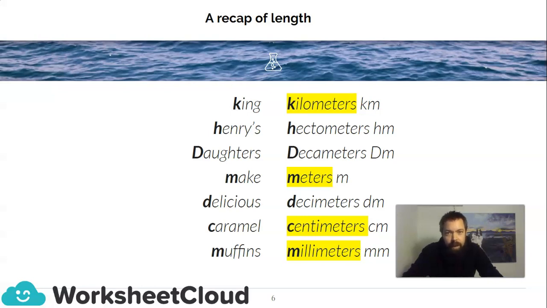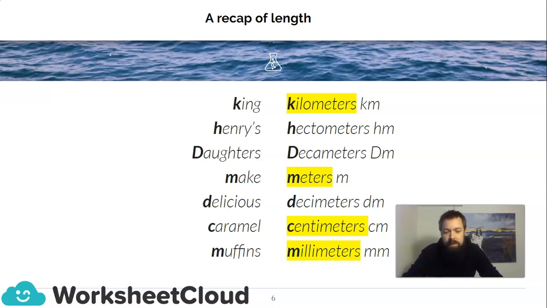Okay, so I'm going to jump back to another lesson, or just recap this, which was how we remembered length and the different units of length that we used. So we had kilometers, meters, centimeters and millimeters, but there were those other three that do exist, but we just don't use them very commonly. Perhaps scientists use them more. And we remembered them using that mnemonic, which is King Henry's daughters make delicious caramel muffins.